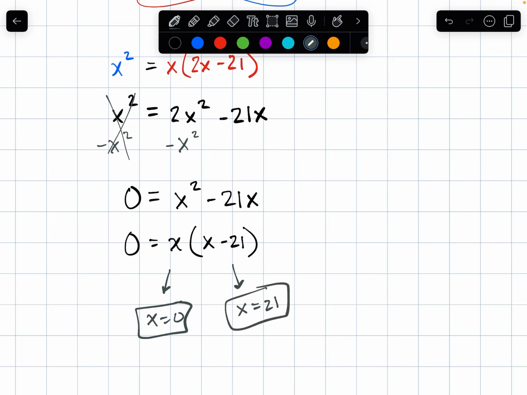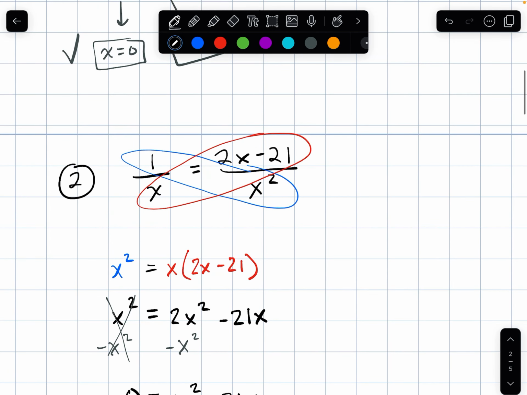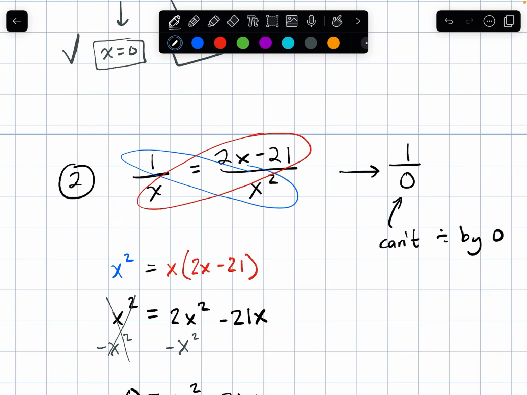All right, so when you plug in these numbers, if you plug in a 21, you should find this to be a true statement, so this will work out. However, when I plug in the 0, notice I get 1 over 0. Well, we already have a problem because you can't divide by 0. Oops. Can't divide by 0.